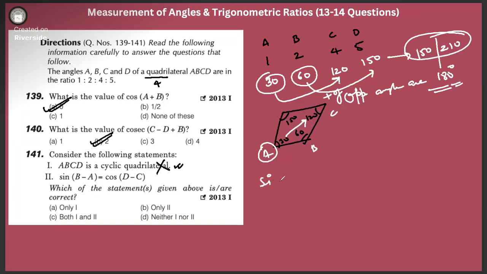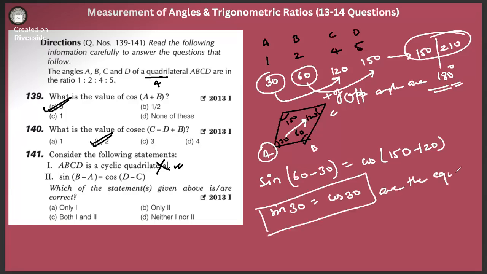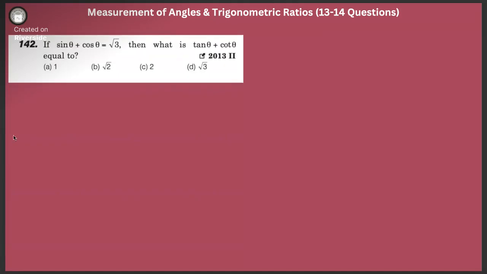Then we have sine of (B minus A). Then we have cos of (D minus C). This is sine 30. Are they equal? No, sir. They are also not equal, right? So we will take D, neither one nor two. Shall we now move to the next one? Yes, sir. How will you solve this?